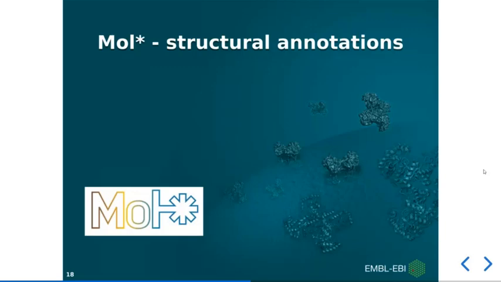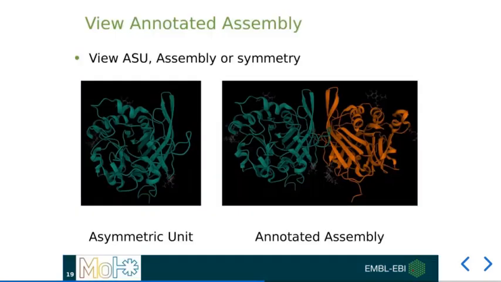Here I will show you how Molstar can be used to show annotations, including those prepared by the PDB and those from other bioinformatics services. So what I mean by annotations here are, for example, highlighting the differences between the structure in the asymmetric unit versus the biological quaternary structure, or symmetry partners.